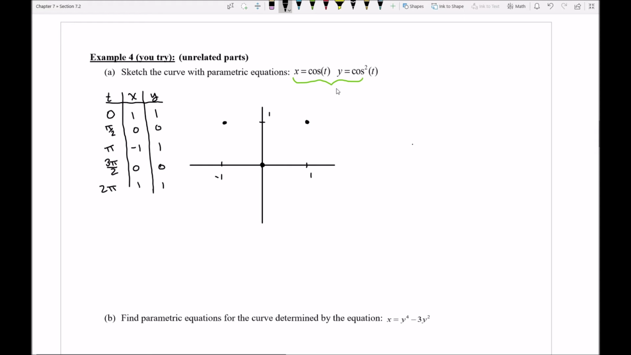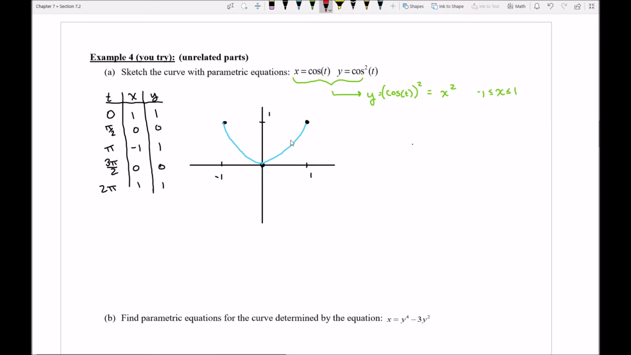Notice here that x is the cosine of t, and y is just the cosine of t, all being squared, so it's really the case that y is equal to x squared, just with a restriction. The values of x can only go from negative 1 to positive 1. So what I actually have here in the picture is a nice parabola. It's limited. It can only go on this restricted range.